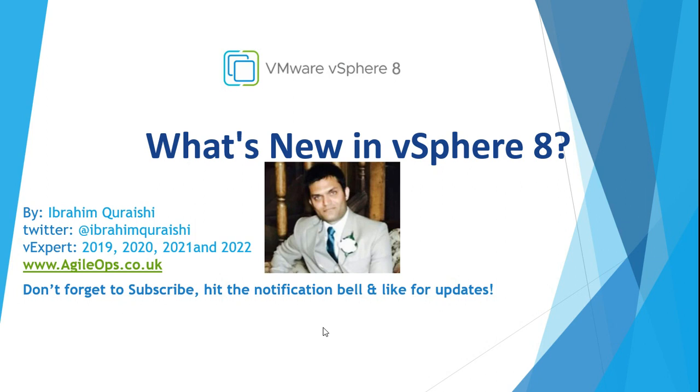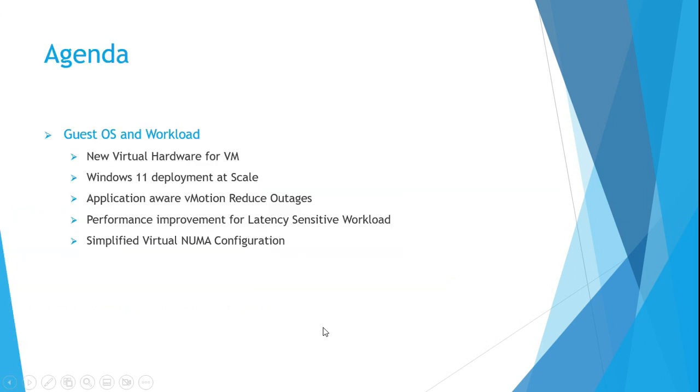Let's get started. So, what is new in vSphere 8? We have a new hardware version, which I'll be revealing very shortly. We have Windows 11 deployment at scale, so we can do that because Windows 11 requires TPM. There's a cool way they have introduced where we do not need to have a security risk, which we'll look into.